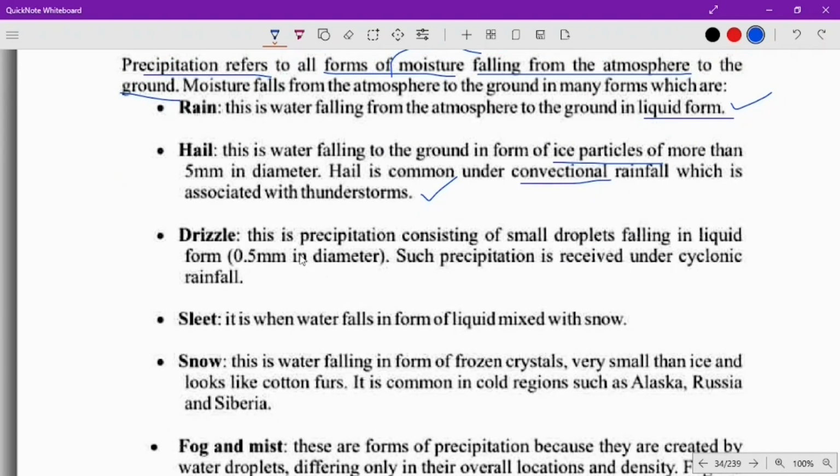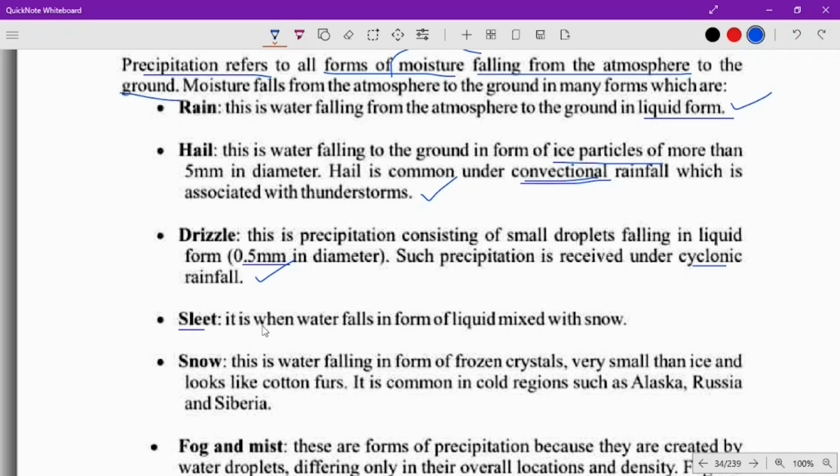Drizzle. This is precipitation consisting of small droplets falling in liquid form, which are about 0.5 millimeters in diameter. Such precipitation is received under cyclonic rainfall. So do not worry if you don't know convectional rainfall or cyclonic rainfall. We are going to cover these.